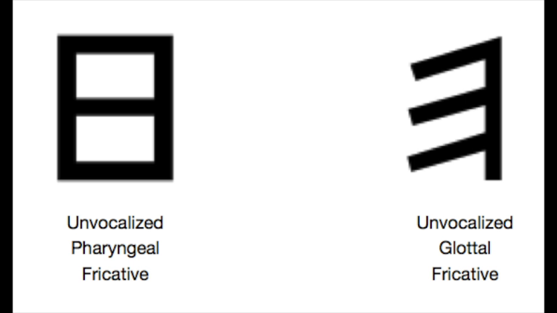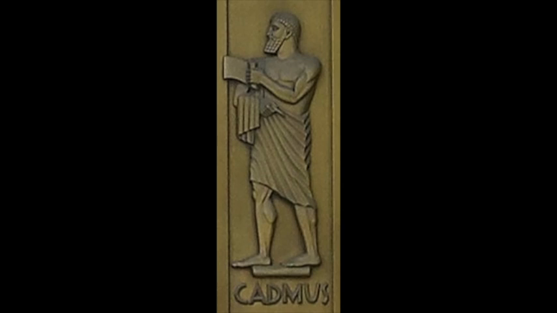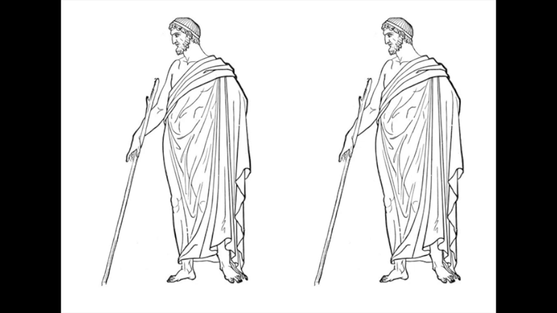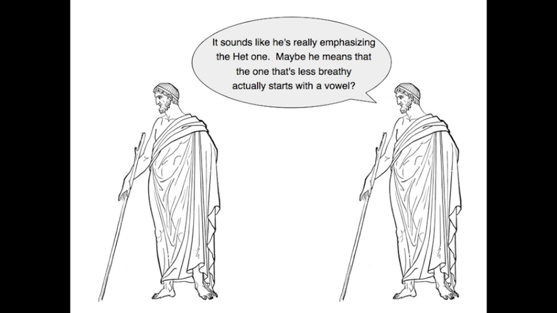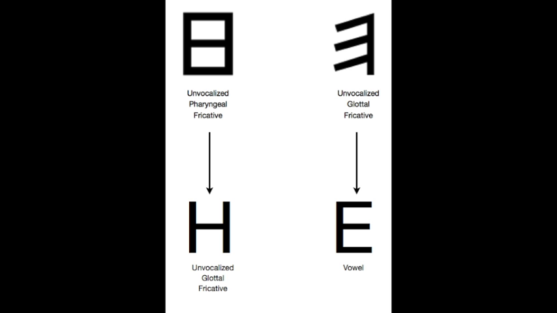See, one of the weird Semitic Phoenician sounds was pronounced h, and it was completely separate from the normal h sound. So Cadmus was like, okay, this letter is het and this letter is he. The Greeks looked at each other and were like, they both sound like h, only one's weird. It sounds like he's really emphasizing the het one. Maybe he means that the one that's less breathy actually starts with a vowel? Whatever, let's go with that. So the h letter became an e letter and the h letter became a h letter. We'll get to these two later, they're more interesting.